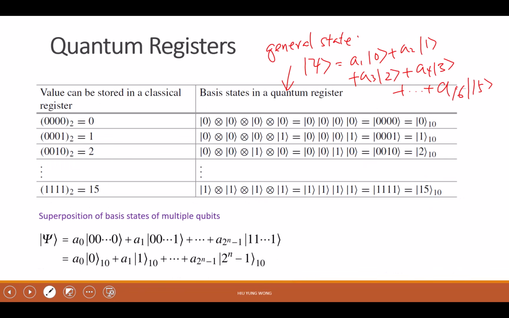Okay, so as a result, I have 4 qubits, right? So I can have 0000 as one basis state, 0001 as another possible basis state.